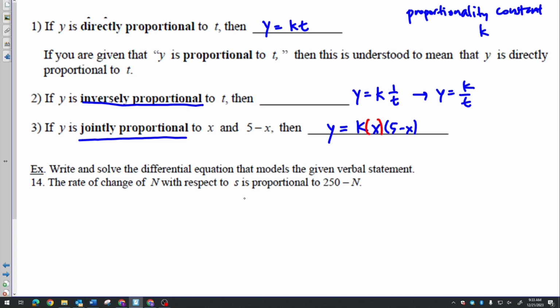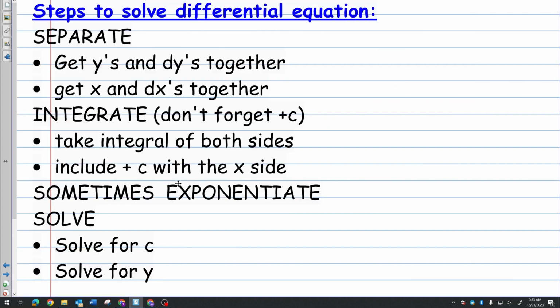You could put the x in parentheses or not, up to you. Okay? And so let's look at this problem right here. It says write and solve the differential equation that models a given verbal statement. So we'll do that one together. Let's see, before we do that, let's review how to solve differential equations.